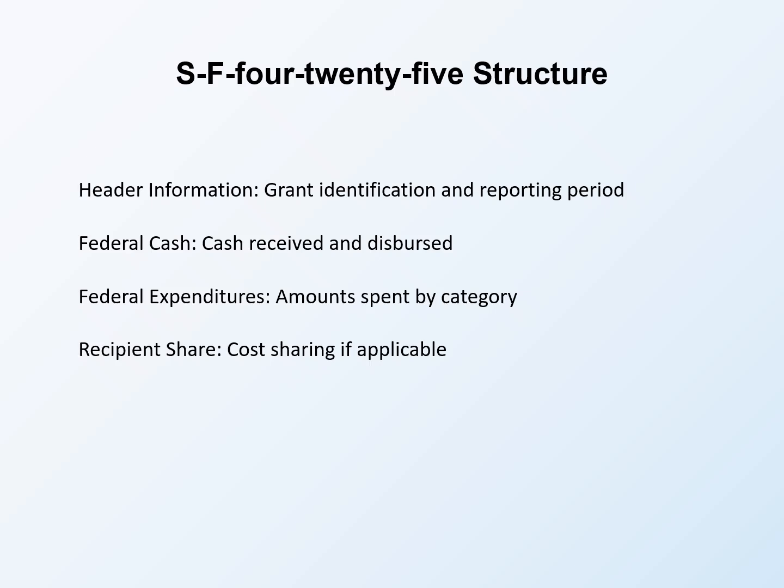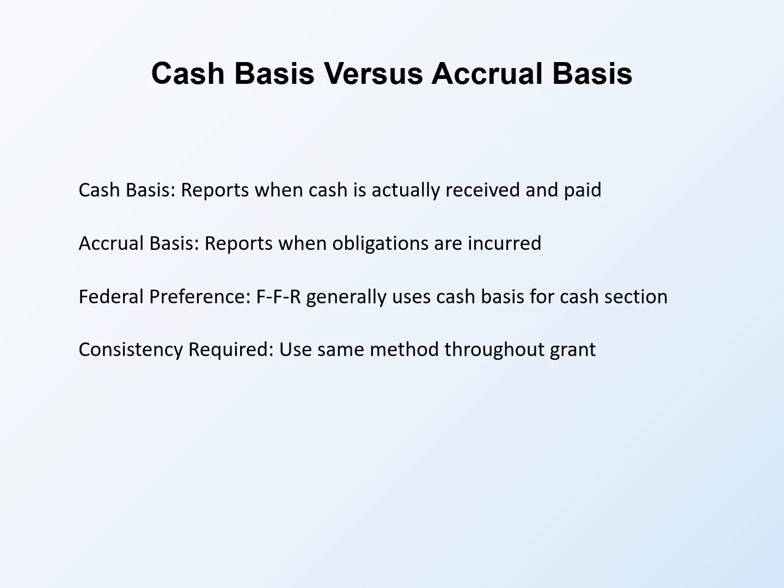Recipient share sections apply if cost sharing is required. You report the recipient's contribution, both for the current period and cumulatively. Cost sharing must be documented and verifiable just like federal expenditures. Understanding accounting basis is important for accurate reporting. Cash and accrual basis can produce different numbers for the same transactions.